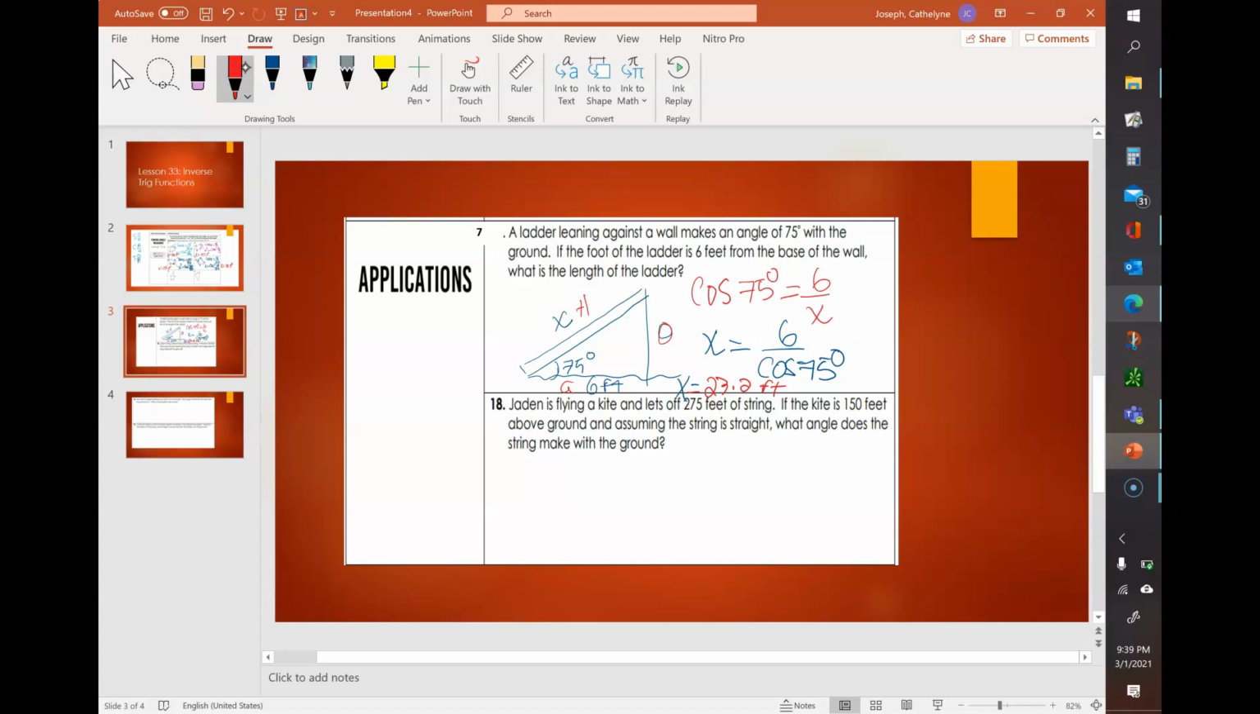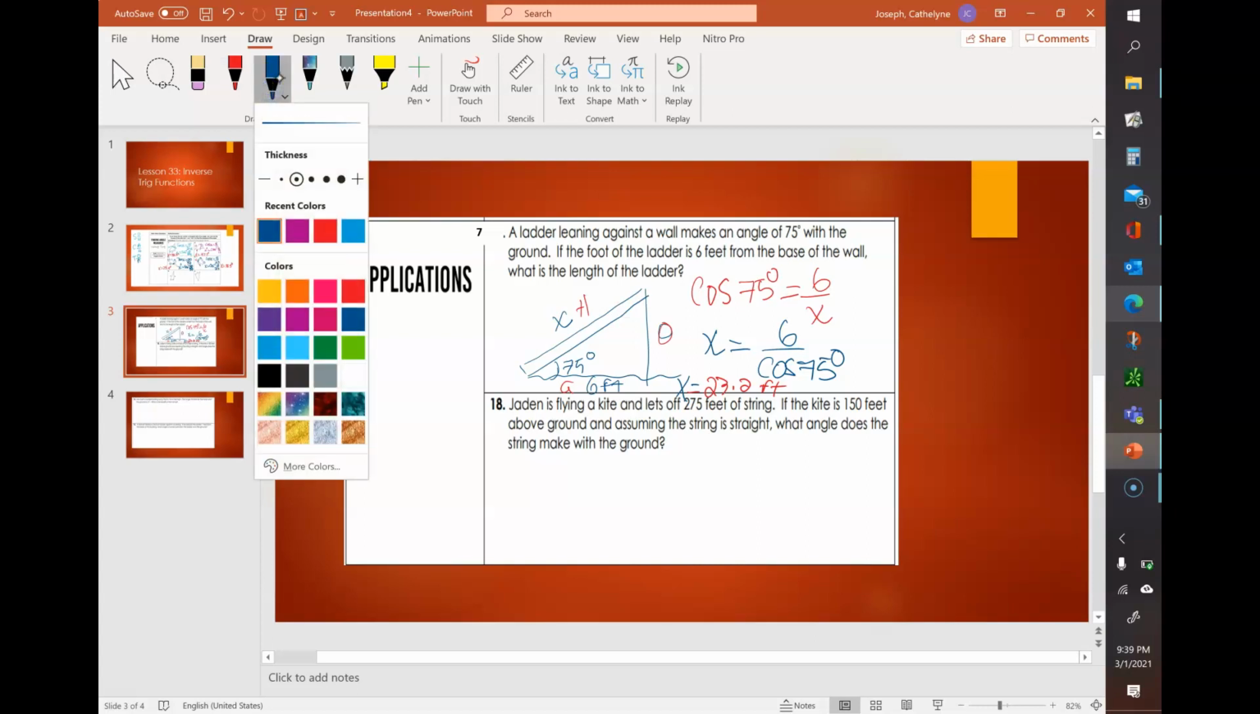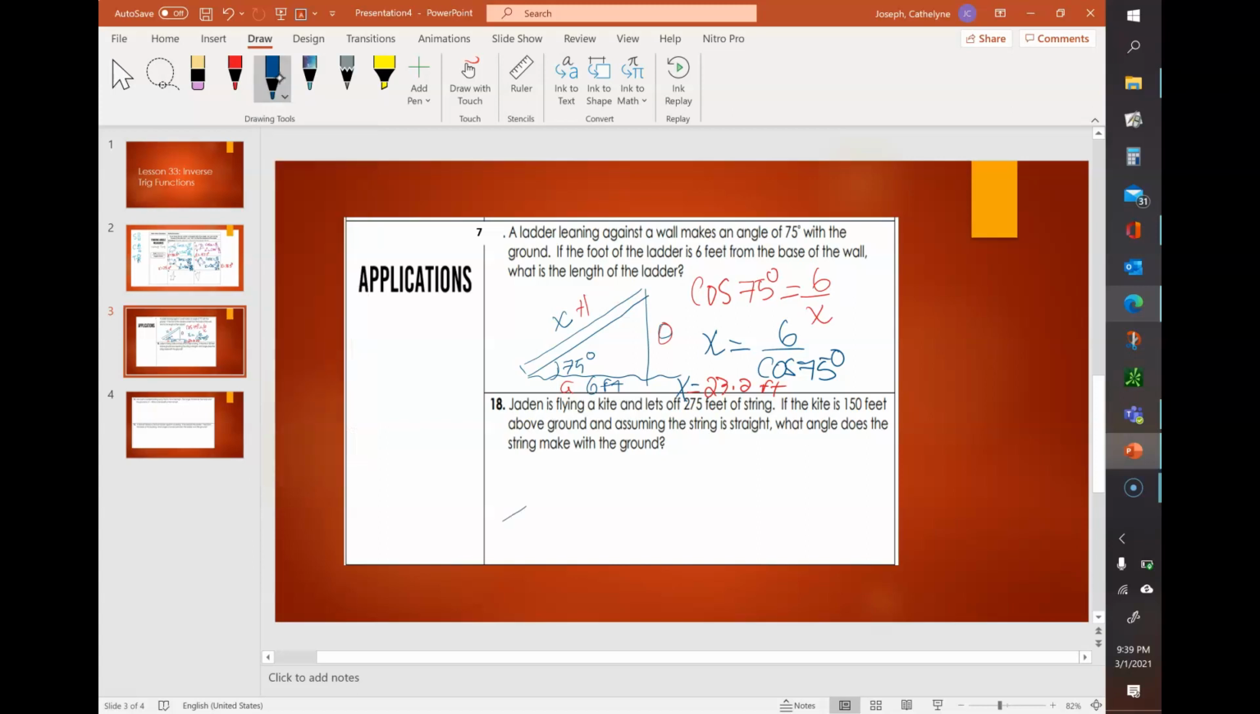All right, so for number 18, Jaden is flying a kite and lets off 275 feet of string. If the kite is 150 feet above the ground. So here's the string of the kite, right? And the kite, so that's 275, and the kite is 150 feet from the ground. So they want us to find what angle does the string make with the ground. So we need to find this angle right here. So this is going to be our x.